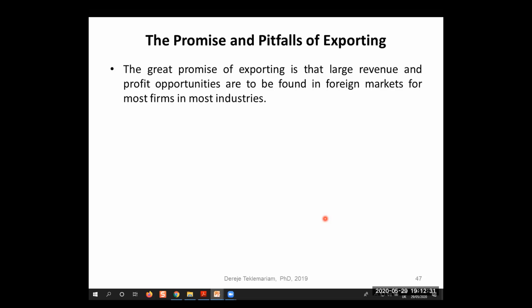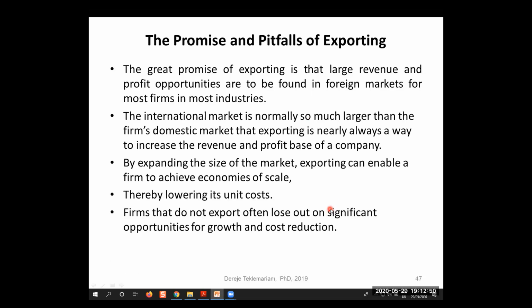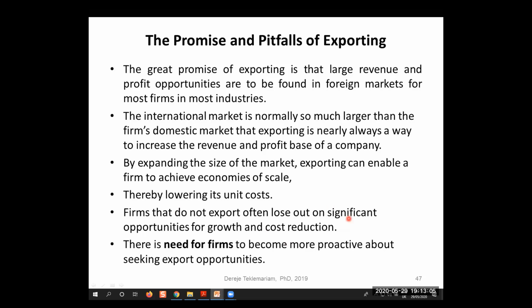The greatest promise of exporting is the generation of large revenue, and arrival at better profit opportunities from foreign markets. So, expanding market size, and even mass production. If we are expanding market size, then we will be in a position to produce in mass. Producing in mass will also help us lower unit costs, because unit cost is fixed cost plus variable cost divided by the total units. So if we are producing much, the fixed cost will be distributed over a larger number of units produced. If a certain fixed amount is divided by a larger number, it will definitely be lower. So a lower unit cost will be achieved.